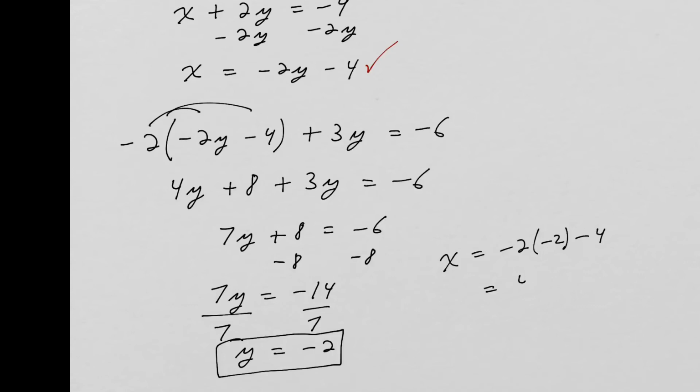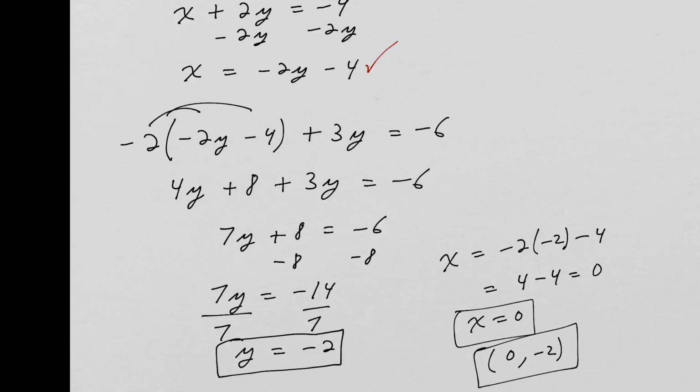What's negative 2 times negative 2? That's positive 4. And then what's 4 minus 4? 0, right? So it turns out x is equal to 0. So therefore, my solution as an ordered pair as a point is 0, comma, negative 2. That would be my solution. So let's see. In this case, it looks like it's A, right? It would be the correct answer. So it should be A.